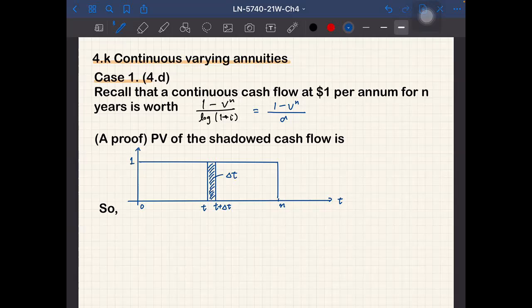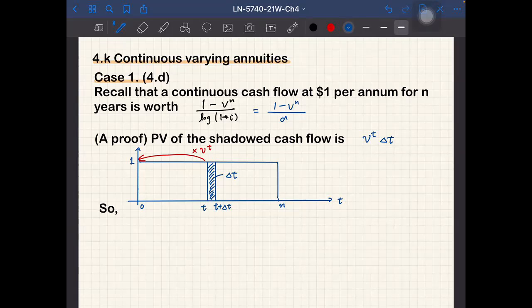So what's the present value of this shadowed cash flow? We go back t years, so we have to multiply by v to the power t. So v to the power t times delta t is the present value of this shadowed cash flow. If we want to calculate the present value of the entire cash flow, we have to integrate this from t equals 0 to n.